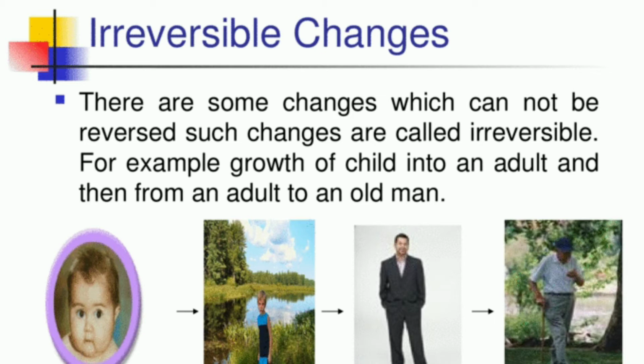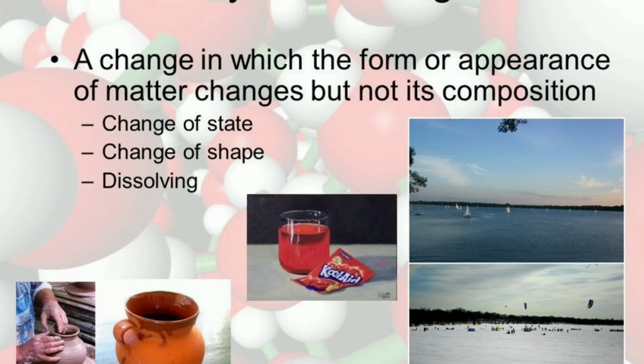Then, coming to physical change, a change in which the form or appearance of matter changes but not its composition. That means only the form will change. We can say a substance undergoes physical change whenever there is a change in state, a change of shape, or dissolving. So the state will change.